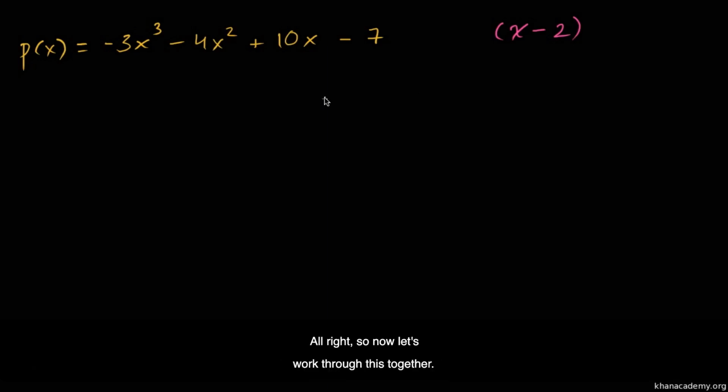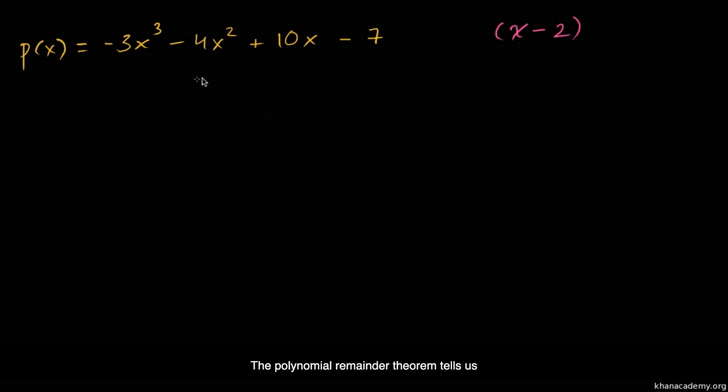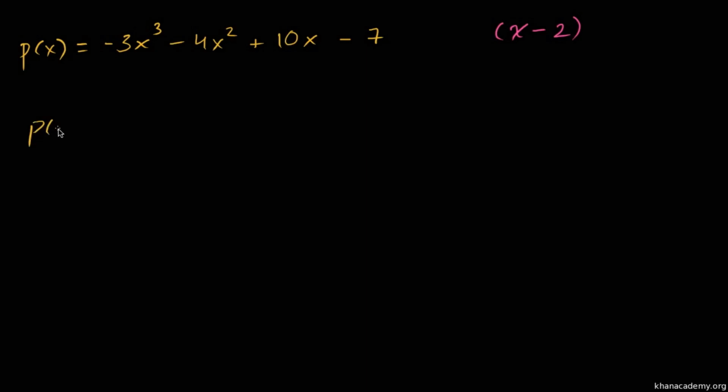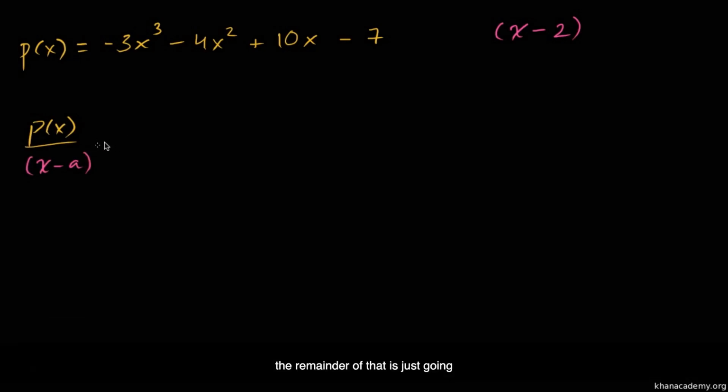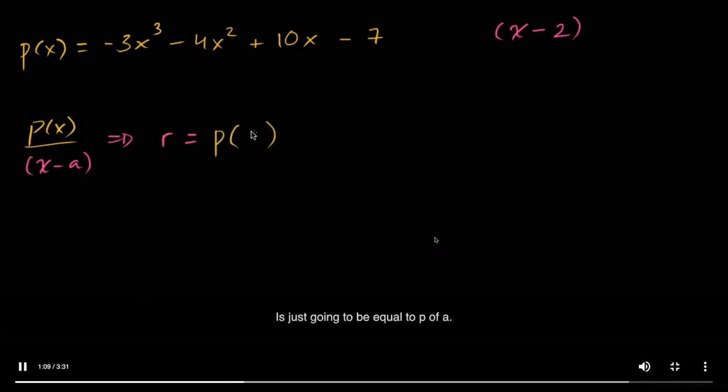All right, so now let's work through this together. The polynomial remainder theorem tells us that if I take a polynomial p of x and divide it by x minus a, the remainder is just going to be equal to p of a.